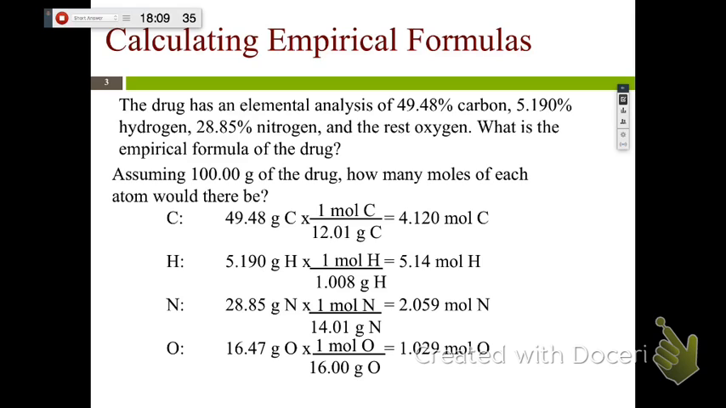Okay, so now we have a whole bunch of numbers, and if we did 50 milligrams, then these are going to be totally different. They're not going to look like this. It doesn't matter. What do we do next, now that we have the number of moles, Kayla? Divide all of those by the smallest mole amount.